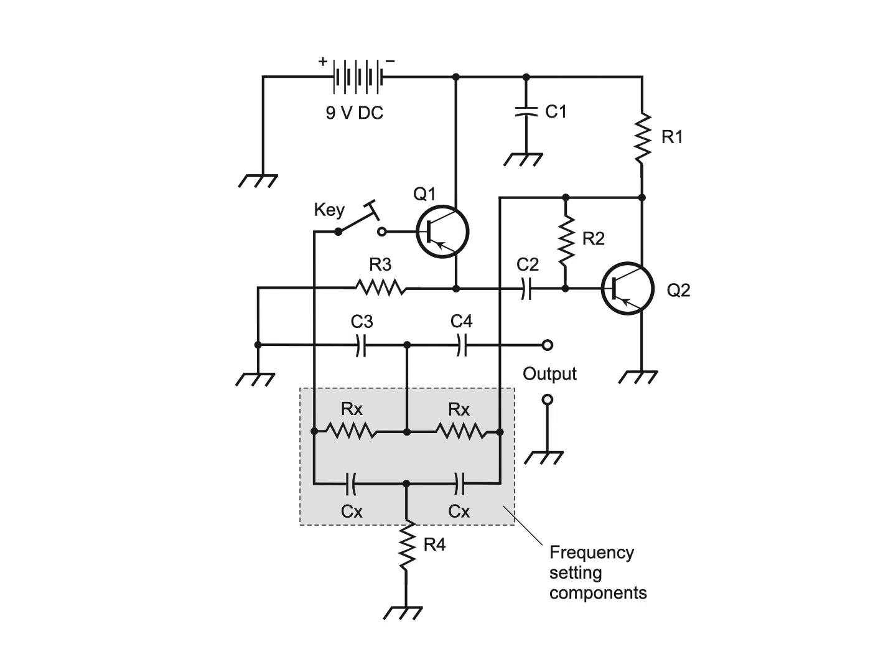The signal emerges from the collector of Q2 and gets routed down to the twin T network comprising resistors RX and capacitors CX, whose values determine the frequency of oscillation. From there, the signal goes back to the key, and gets ready for another round trip through the whole circuit. We take the output through C4, from the point between the two resistors RX.